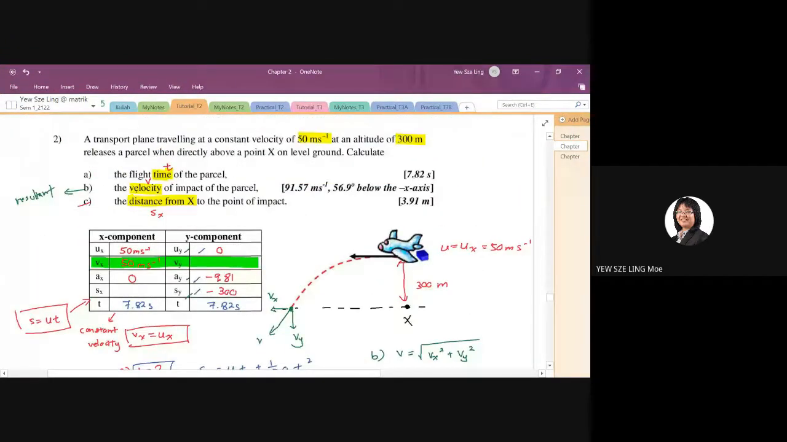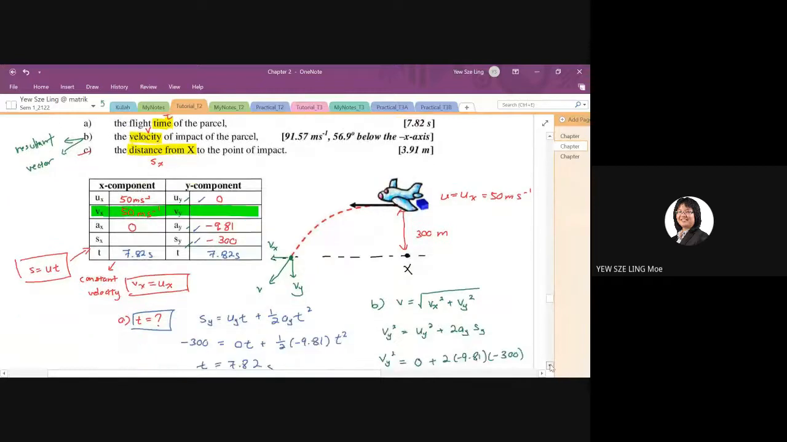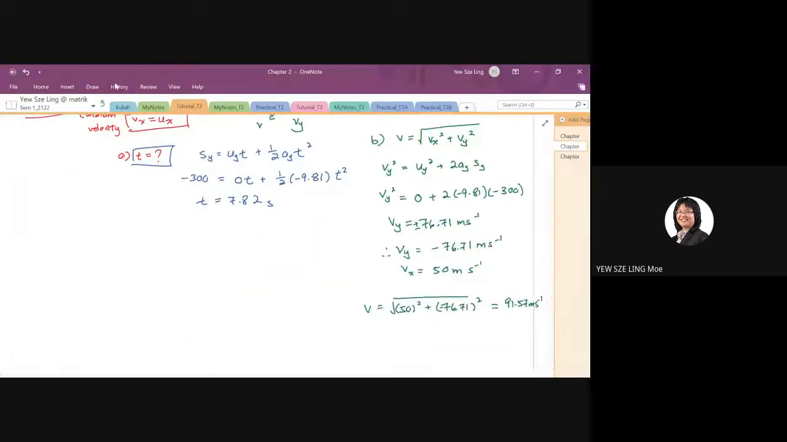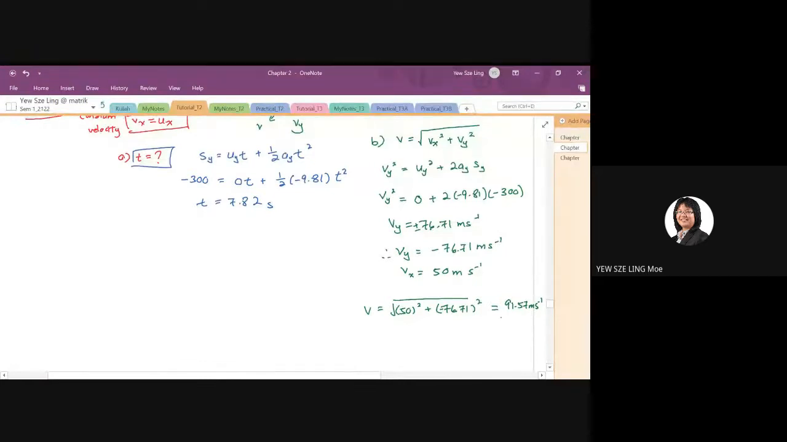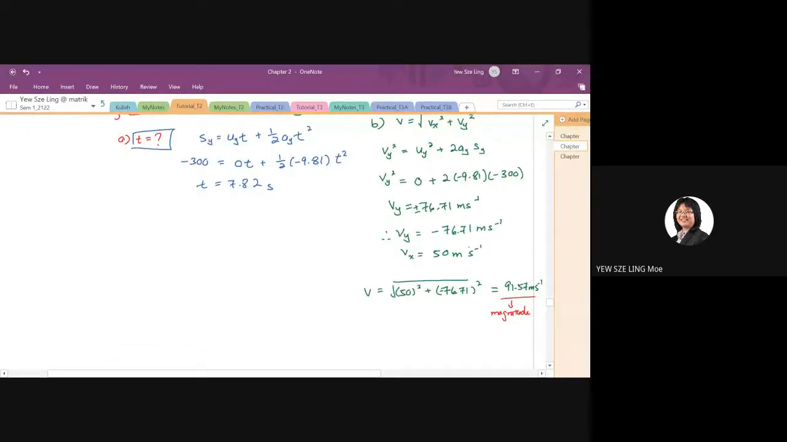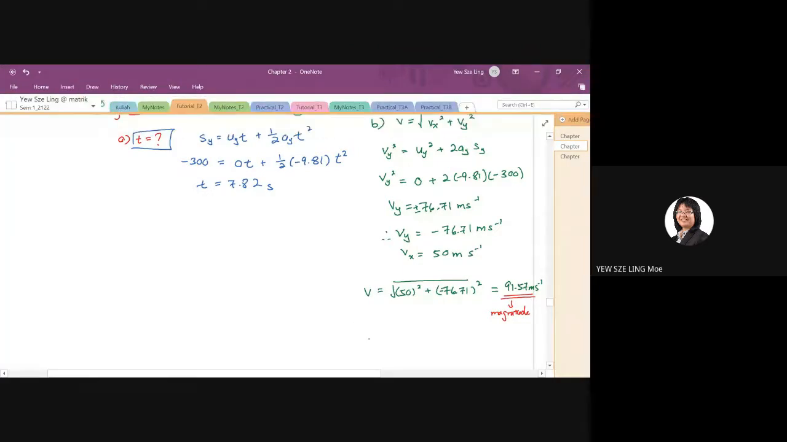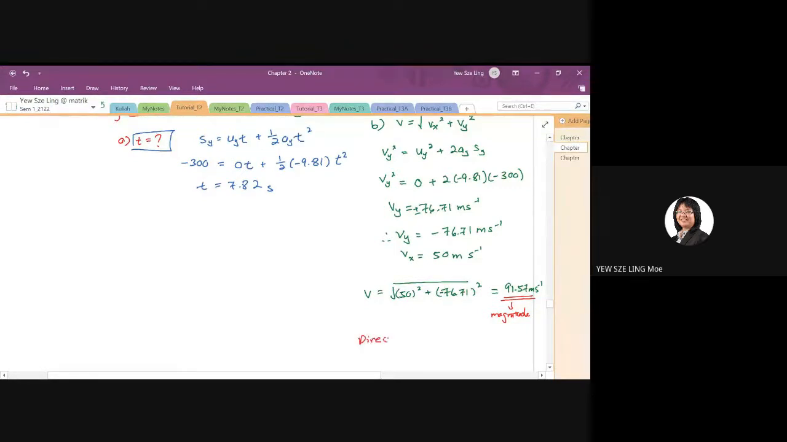The question says velocity. Velocity is a vector. So other than the magnitude, this is what we call magnitude, the value, we now need the direction because the question mentions velocity. If the question mentions speed, then that is the final answer, and your 91.57 is the final answer. But now the question mentions velocity, so you need to add one more step to calculate the direction.